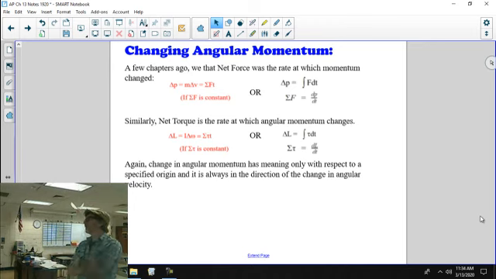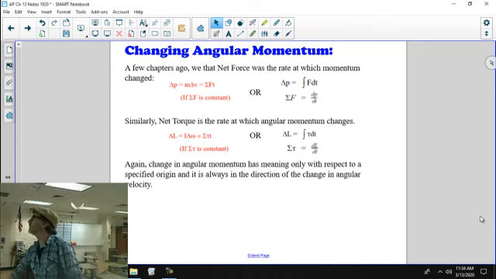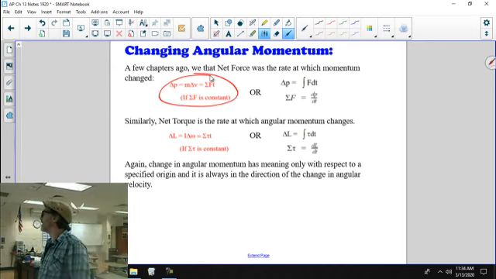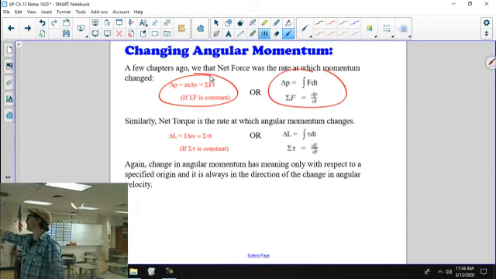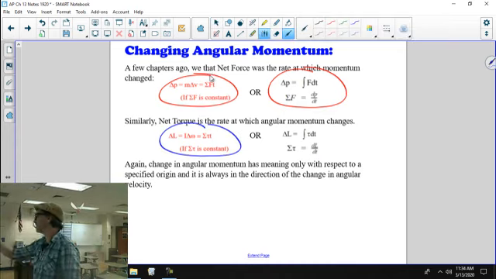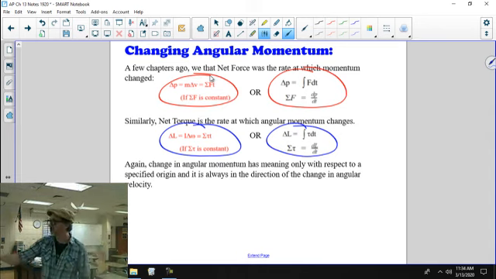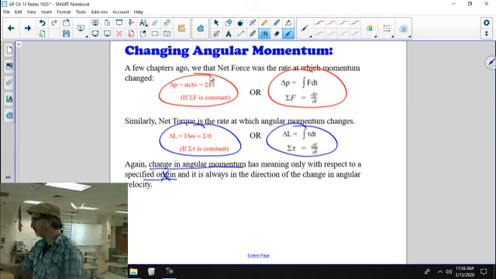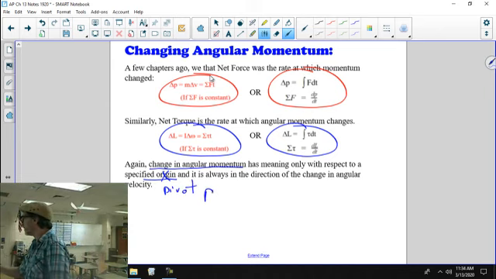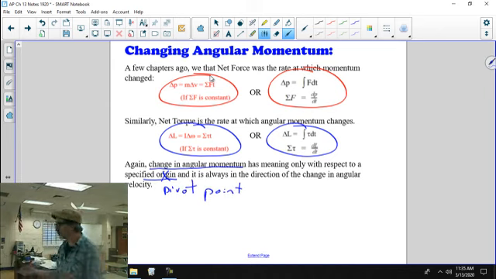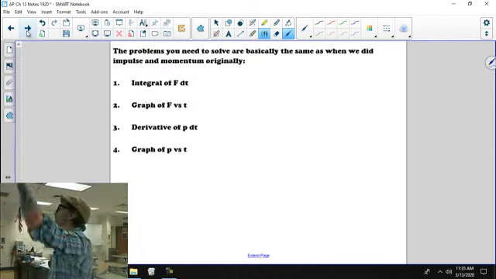A few chapters ago, we talked about this at the start of the video, right? This is that change in momentum is net force times time thing, or integral of force with respect to time, right? So our new angular counterparts for that are this and this, right? Similar to angular momentum, change in angular momentum only has meaning with respect to a specified pivot point. And it's always in the direction of the change in angular velocity. That's all pretty straightforward, I think.